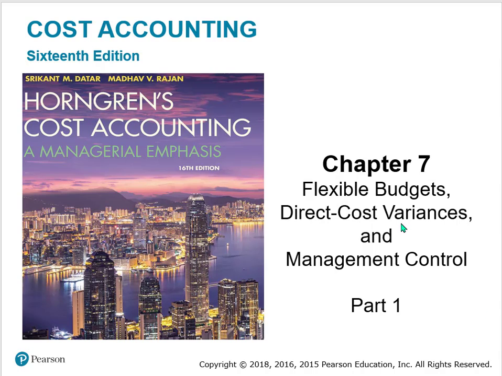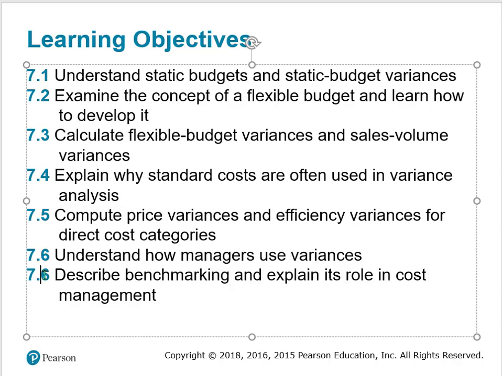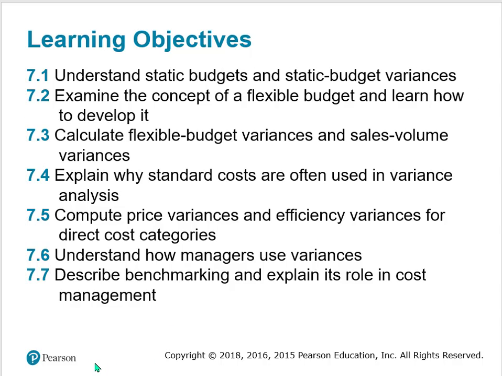Okay, Chapter 7, Flexible Budgets, Direct Cost Variances, and Management Control. So we have, it looks like, seven different learning outcomes in this chapter. What the chapter is mostly about is understanding static budgets and flexible budgets, and then the variances that go along with them. Then at the end we'll talk about standard costs and also do price and efficiency variances, talk about how managers use them, and describe benchmarking and its role in management.